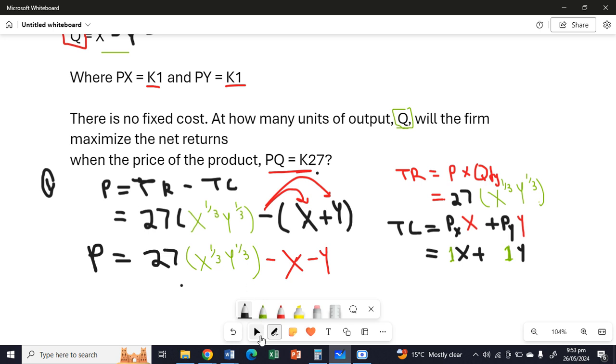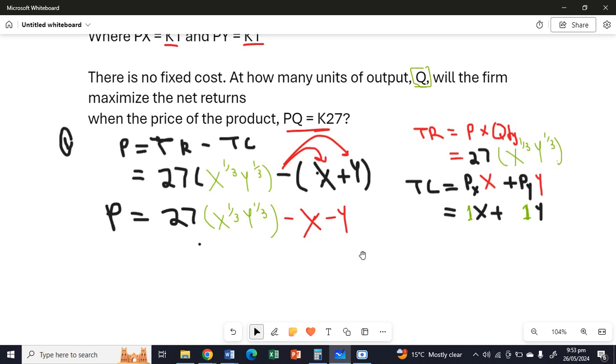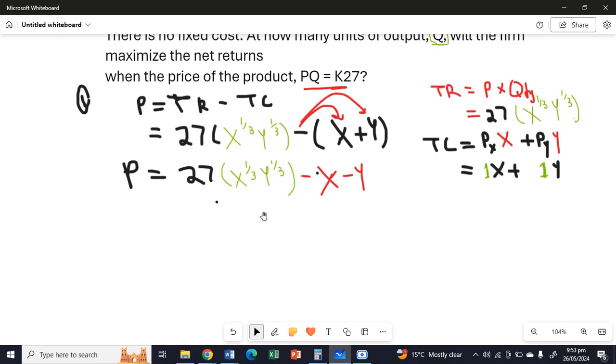Now, as I said, profit is maximized when the marginal profit equals 0. So we have to partially differentiate this profit function, because remember, we've got two variables, X and Y. Whenever you see two variables, just know partial differentiation comes into play. So we're going to first partially differentiate our profit function with respect to X.